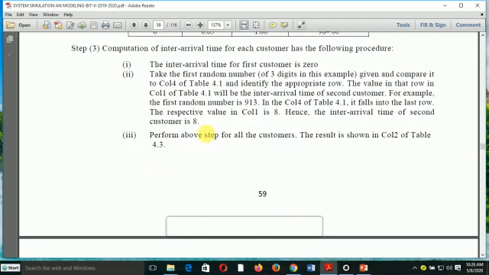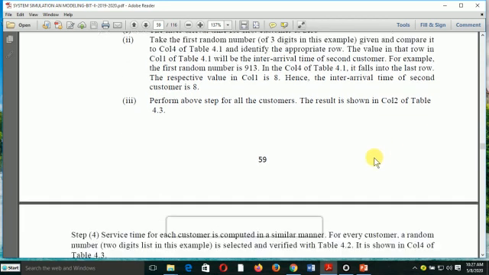This is step 3. We perform the above step for all the customers, and the result will be shown in column 2 of table 3.